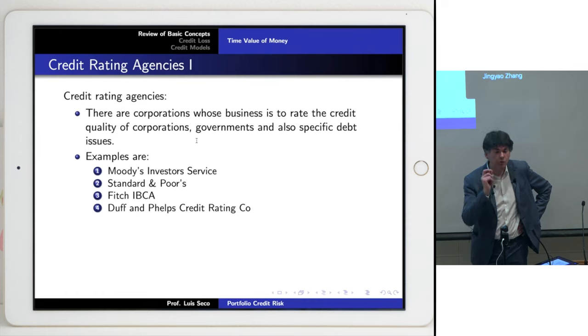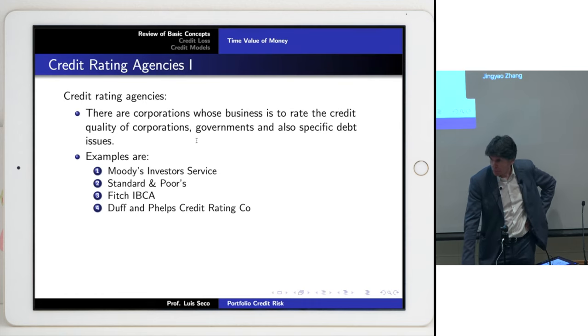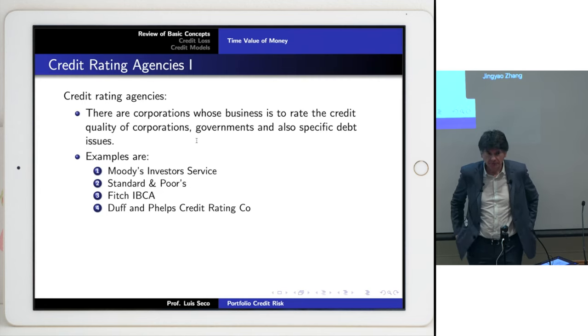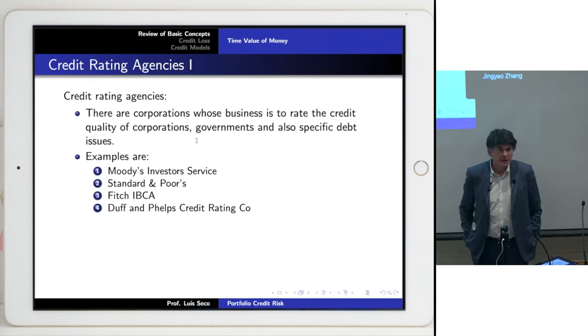But the question is, who pays them? Who writes them a check? Who writes them a check? The company that is issuing the debt or the investors who buy the bonds? Or both? The company that issues the debt.